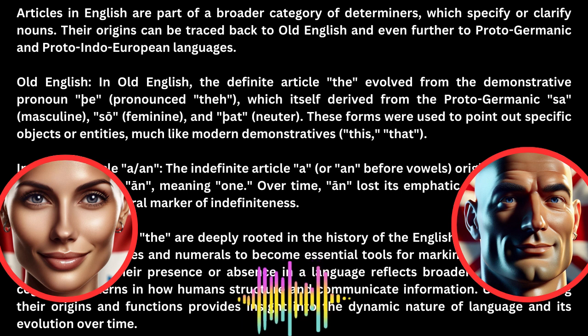Welcome back to our deep dive into the world of articles. I'm still thinking about all the insights we uncovered in part 1. Who knew a and the had such a long history and played such a big role in shaping English? It's truly remarkable how these seemingly simple words have evolved over time.